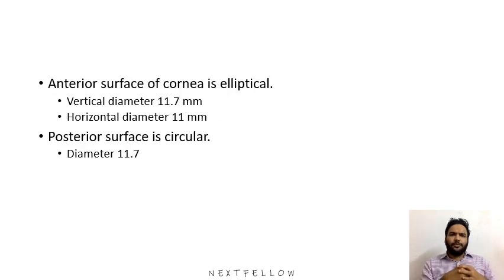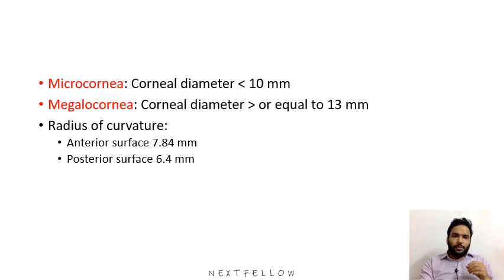Coming to the anterior surface of the cornea, it's elliptical. Vertical diameter is 11.7 mm, whereas horizontal diameter is 11 mm, and the posterior surface is circular, which is 11.7 mm. So coming to the microcornea. If the cornea's diameter is less than 10 mm, it's called microcornea, whereas if the corneal diameter is more than 13 mm, it's called megalocornea. The radius of curvature of the anterior surface is 7.84, whereas the posterior surface is 6.4.